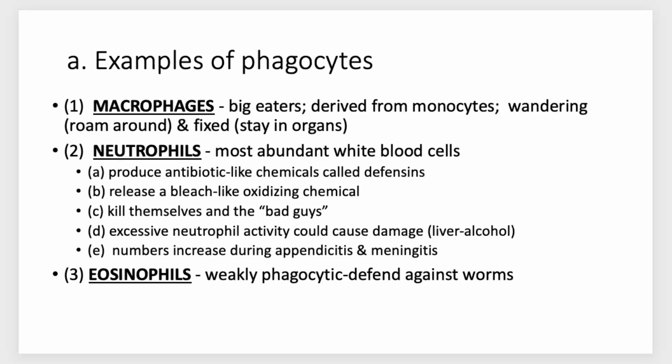So they're just sitting around and they're ready to go to fight off these microbes when they run into them. These numbers will increase during certain infections, for example, appendicitis, meningitis. If your white blood cell counts are increasing, then there's a chance of infection there. Could indicate that there is an infection. Eosinophils are weakly phagocytic, and they work well as a defense against certain parasites.